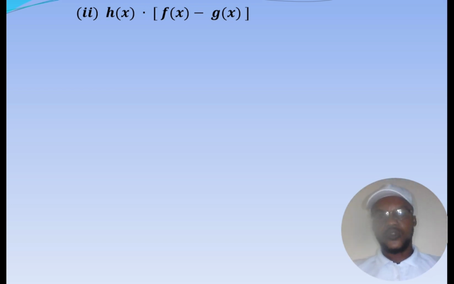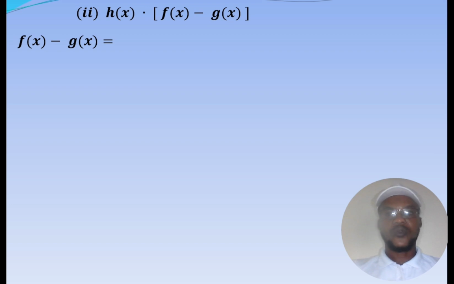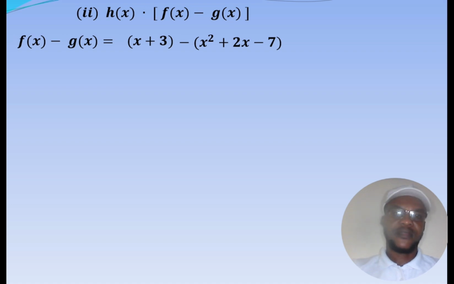Alright, good. So it means that we are going to look at how to find the difference of f of x and g of x. Okay, and as I said again, especially in subtraction, you need to put them in brackets. So f of x is giving us x plus 3 minus g of x, which is also giving us what? X squared plus 2x minus 7, and then we are going to find the difference.